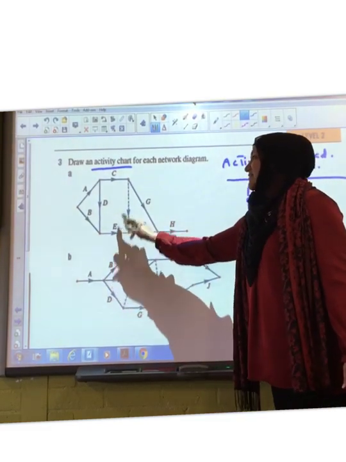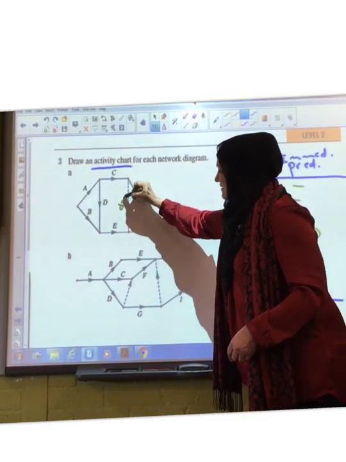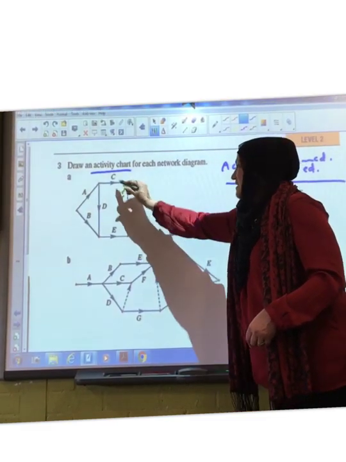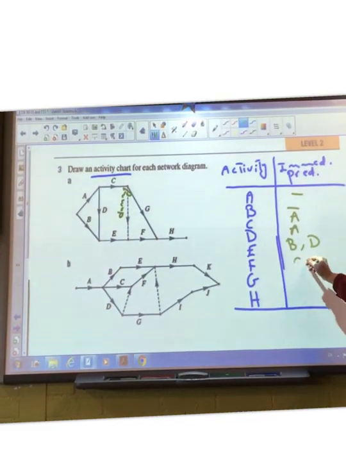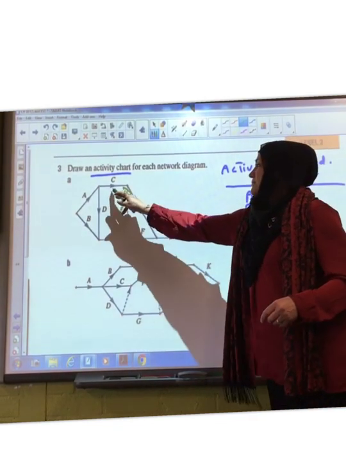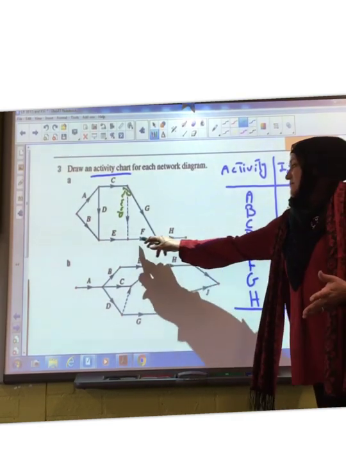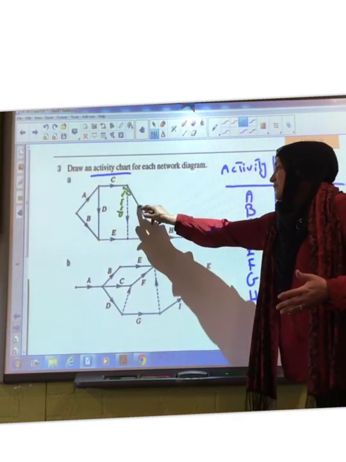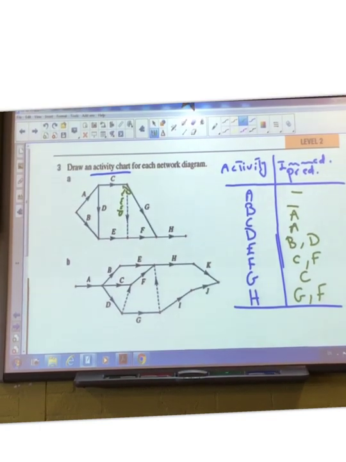F. C, E. Very good. Because C has this dummy. That's the dummy one. So it's coming from C to F and from E to F. G, where is it coming from? C. H. H is coming from G and F. All right, so that's it. Any problem? Is that clear?